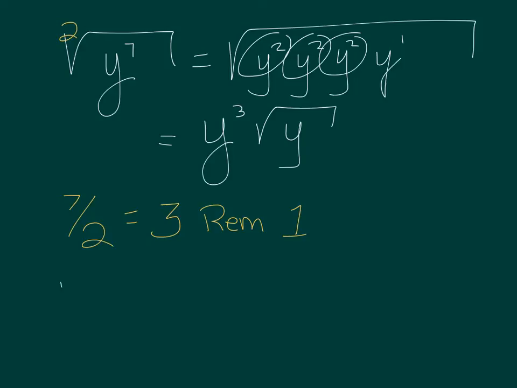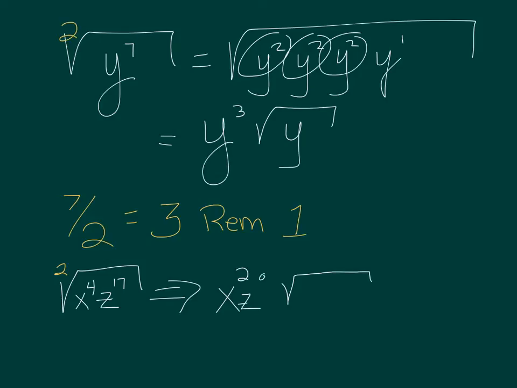Here's another example. The square root of x to the 4th, z to the 17th. So again, our index is 2. 2 goes into the 4 2 times, so we'll get x squared with nothing left over. I call this my leftover pile. And 2 goes into 17 8 times. That gives us 16 with 1 left over.